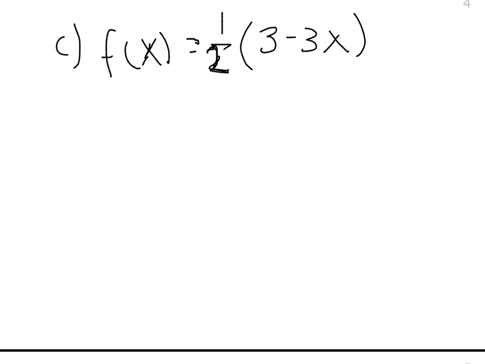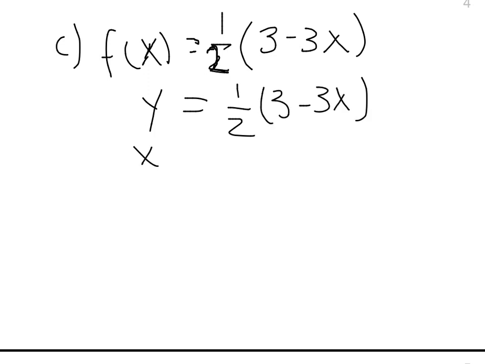Okay, welcome back. The solution to this problem is found by first switching f of x with y, and switching y and x. So we have x equals 1/2 times 3 minus 3y.